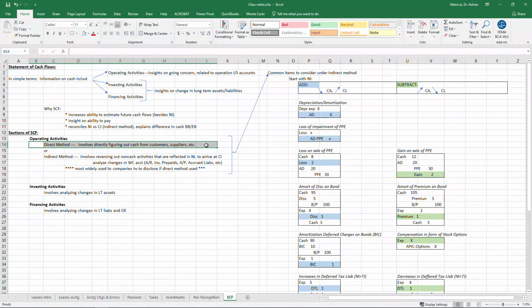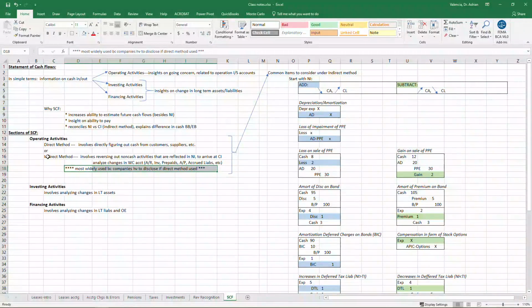So for that purpose, we are allowed to use the indirect method. And here's the other thing that makes it kind of weird. If you do choose to use the direct method, then you're also obligated to disclose the indirect method. So what ends up happening is that most companies just present the indirect method. That way they don't have to do two approaches for the statement of cash flows. So it's like 99% of the companies do this.